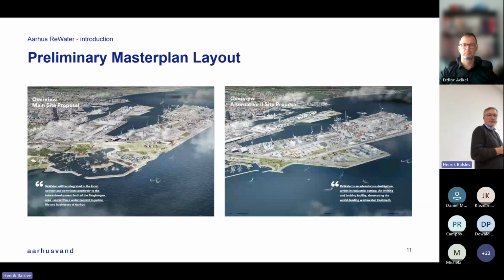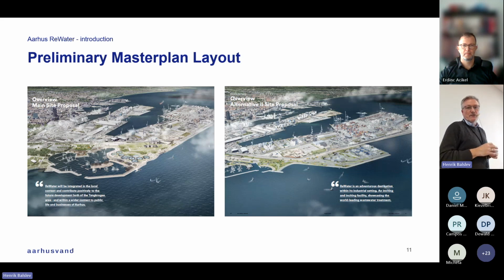This is the preliminary master plan layout for the 2 different locations. The one on the left is somehow a kind of a wastewater treatment plant with a park on top, because we have decided that we will open this plant for the public. And this is done in 2 different ways. The solution on the left is, as I said, some kind of a park on top, and the one on the right is more like a ridge where you can walk around and you can see the plant.